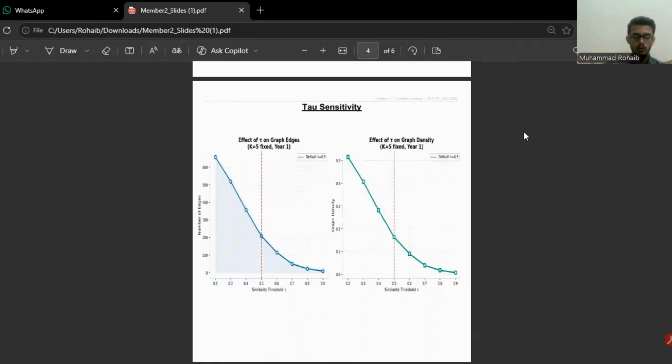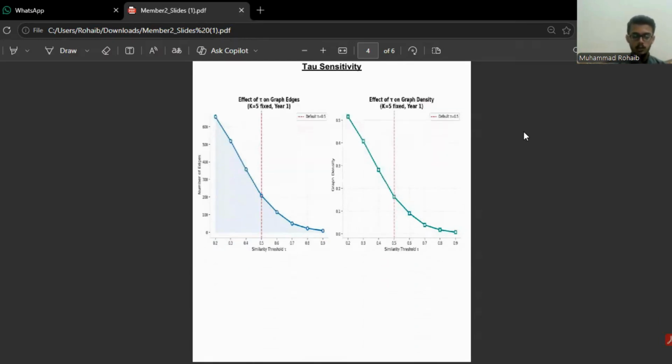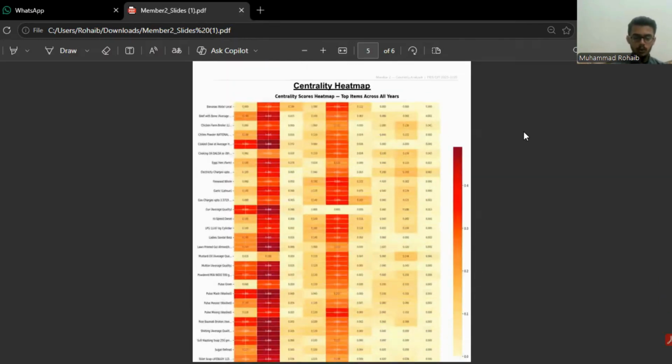But at tau 0.5, we get 208 connections, which is balanced, so we choose this value. Next is the heat map. The heat map shows all the results of centralities together.